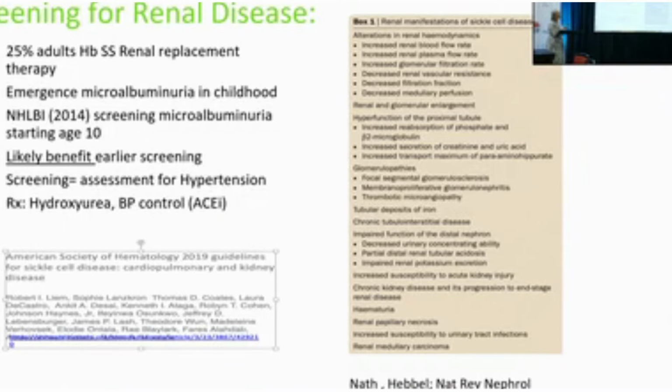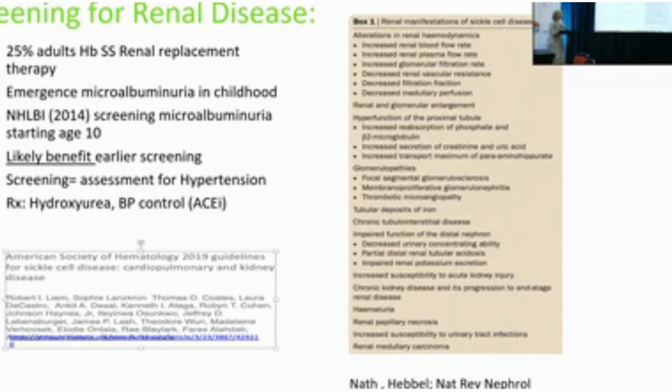Screening for renal disease is a bit of a hot topic in sickle cell as well, and I think that's with recognition that a number of our adult patients have significant renal disease. About 25% of our patients will need what we call renal replacement, which is dialysis or kidney transplant, as adults, and that's often something we haven't appreciated when they were children. There's good evidence and a recommendation, now quite old, from the NHLBI, a big US group, from 2014, that mentioned screening for protein in urine from the age of 10.